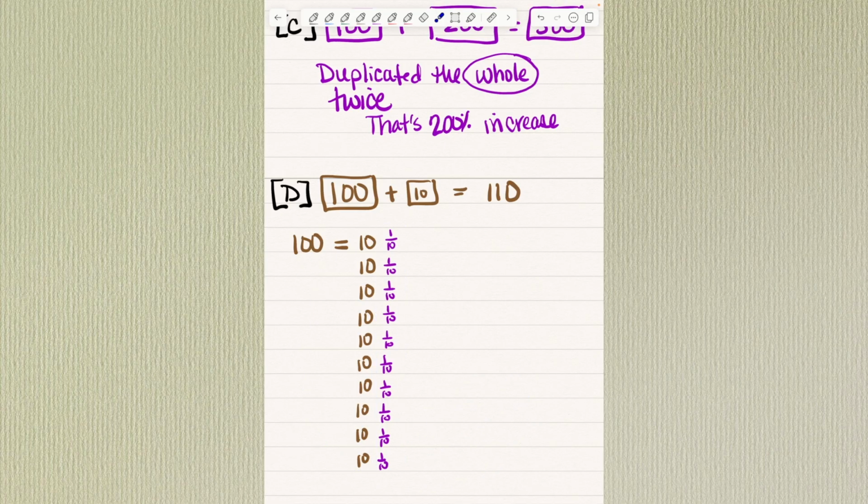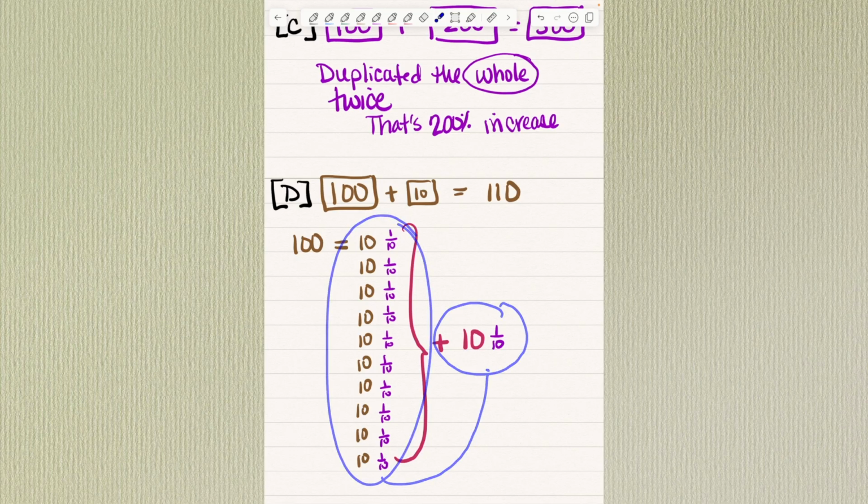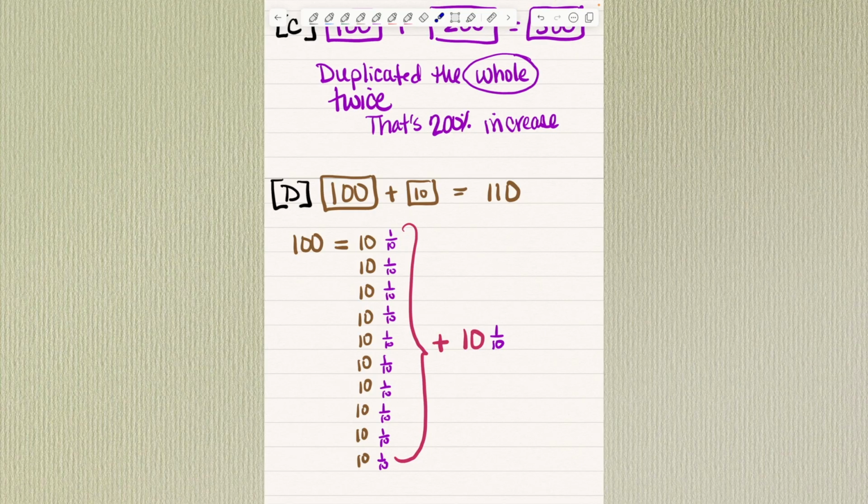So I started with 100, right? This 100 already has 10 of them. So if I come over here and I say, okay, I want to add one more 10, that means I added one more 1/10, right? I added one more 1/10 to the 10 that I already had. So this is an increase of 1/10, an increase of 10%.